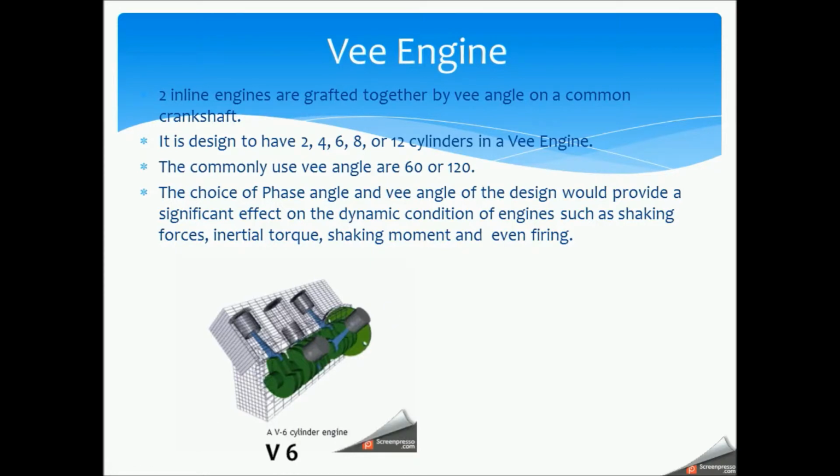And then the choice of the V angle and the choice of the phase angle, which is the angle between the crank throws, will have a significant effect on the dynamic condition of the engine, such as the shaking force, the inertia torque, the shaking moment, and the even firing. And this is an example of V6.